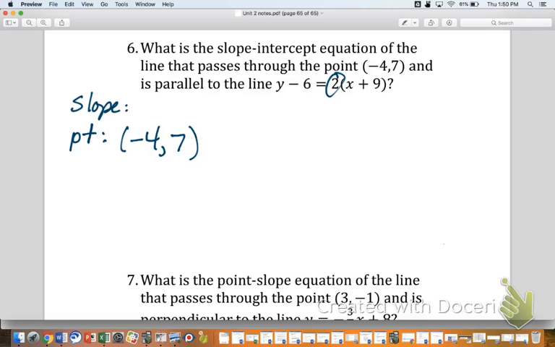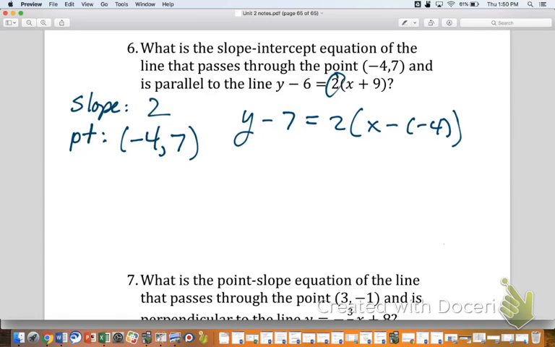2. It's right here, isn't it? It's in point slope form, but that tells you the slope. So that means my slope will also be 2 because my line is parallel to that one. So then hopefully we would get things plugged in the right places. We'd go y minus 7 equals 2 times x minus -4.